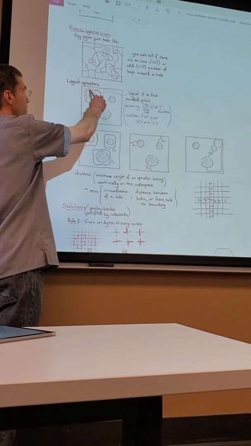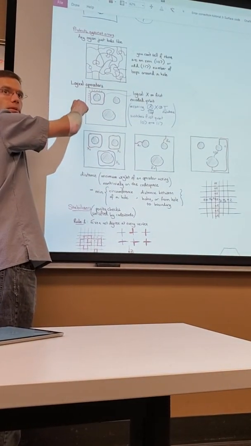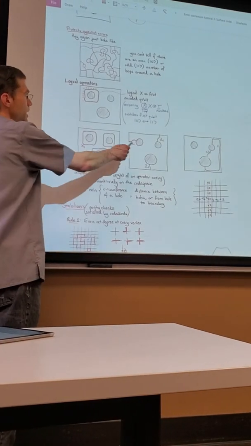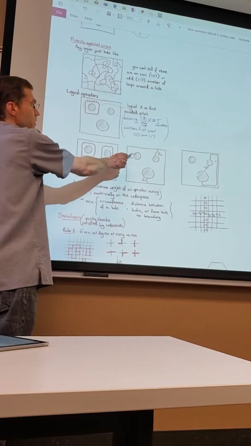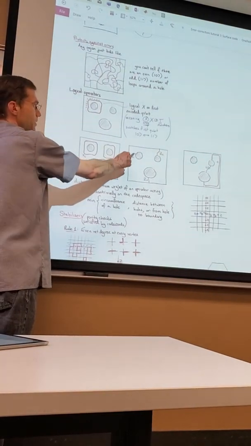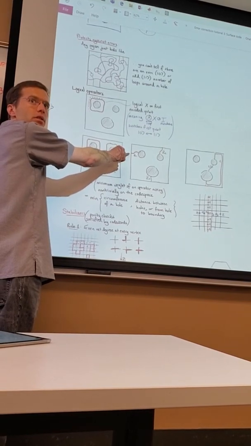The logical operators, I've already explained these ones. If you take X's around a cycle, that's a logical X, because it changes from 0 to 1. If you want to do logical Z, it'll be a Z from here to the boundary. Because counting whether the number of X's crossing from here to the boundary is odd or even tells you whether you're in 0 or 1.